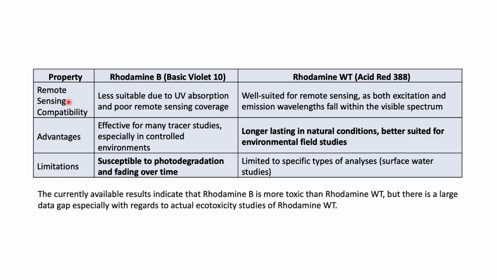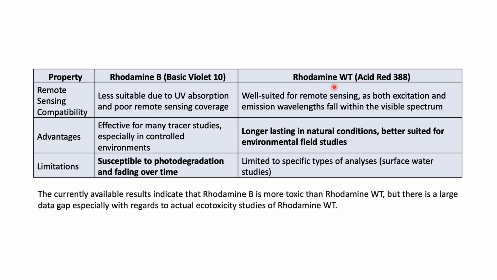So what are their remote sensing capabilities? Rhodamine B is less suitable because it degrades under UV absorption. So that's the reason it is not generally used. Whereas rhodamine WT is well suited for remote sensing because both the excitation and the emission wavelengths fall within the visible spectrum. So we can actually visibly see this. And the major advantage of rhodamine WT is that it is longer lasting in natural conditions, better suited for environmental field studies. Whereas what is the major limitation of rhodamine B? It is susceptible to photodegradation and fading over time. So that's the reason people don't use rhodamine B for environmental studies.